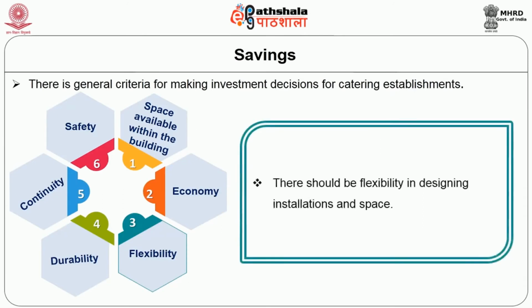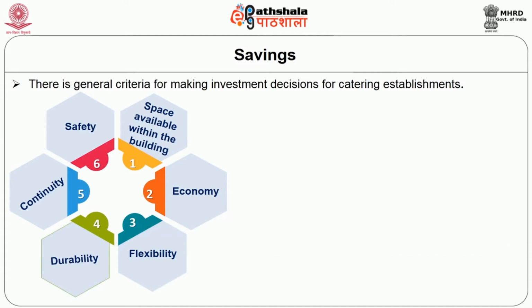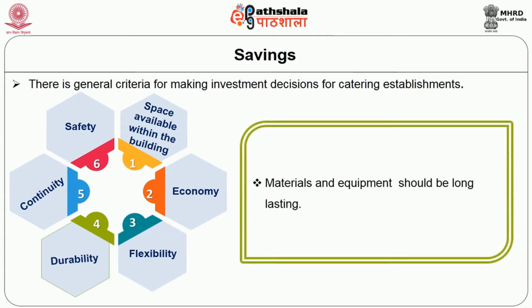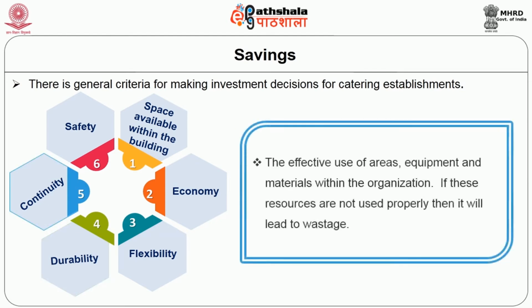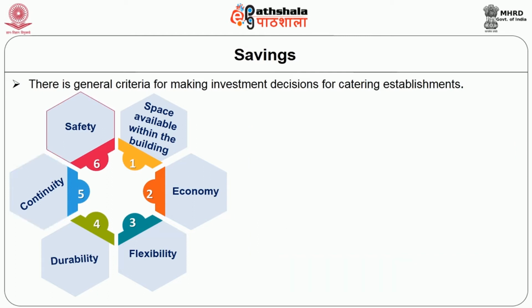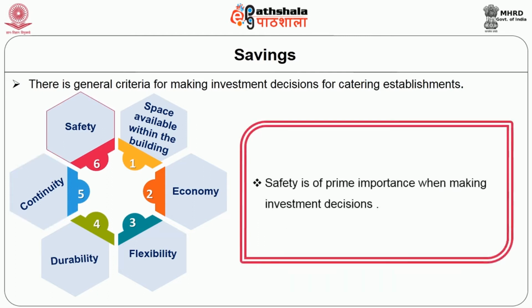Third one will be flexibility. There should be flexibility in designing installations and space. Durability: materials and equipment should be long lasting. Then continuity: the effective use of areas, equipment and materials within the organization. If these resources are not used properly, then it will lead to wastage. The sixth will be safety measure. Safety is of prime importance when making any investment decisions.